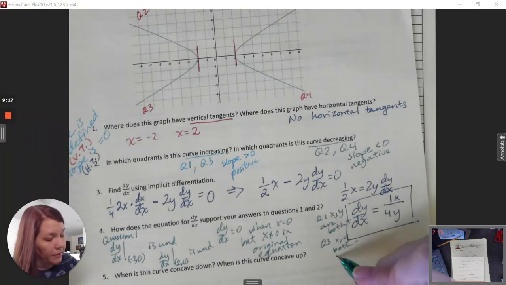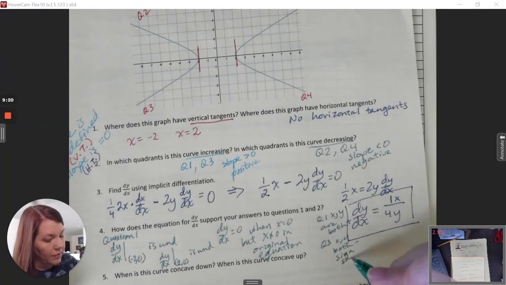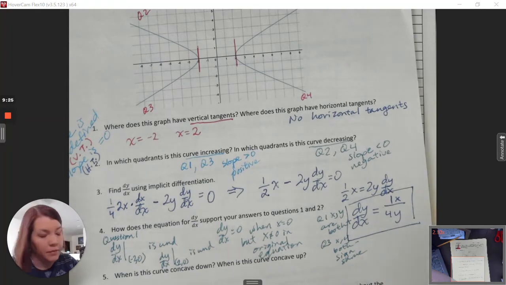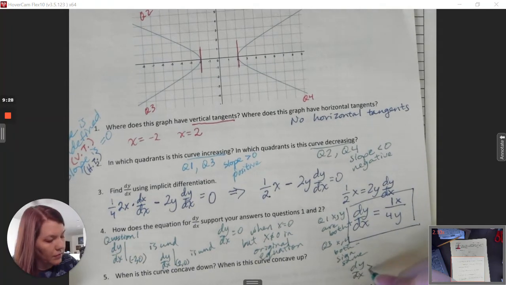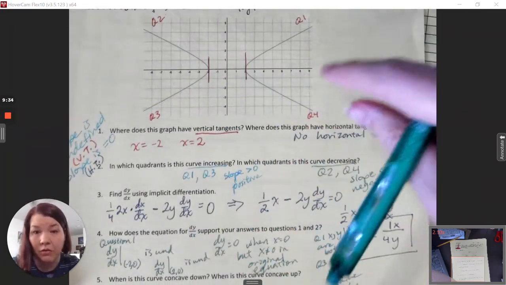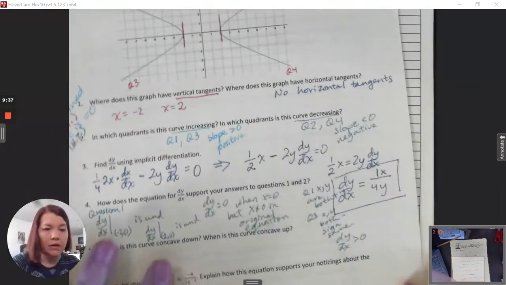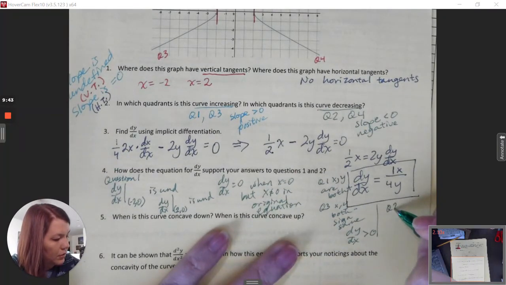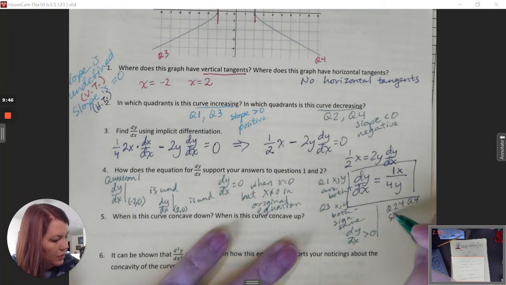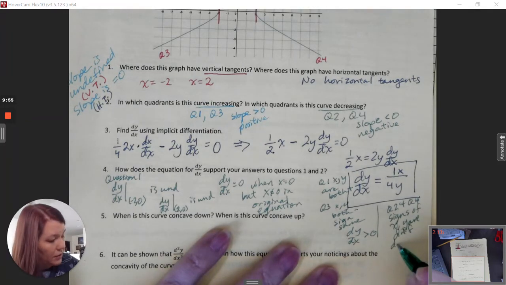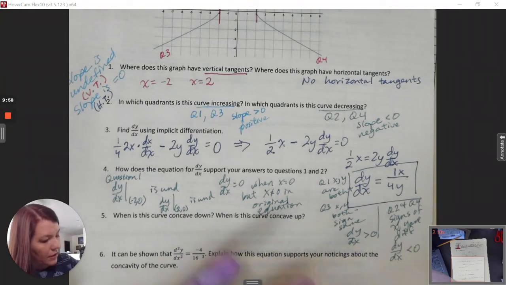So when the signs are the same, it's going to be a positive. dy/dx is going to be greater than 0. And then in Q2 and Q4, when the signs are different, quadrant 2 and quadrant 4, that's the same idea. So in the other two quadrants, the signs of x and y are different, and so then dy/dx is negative, okay?